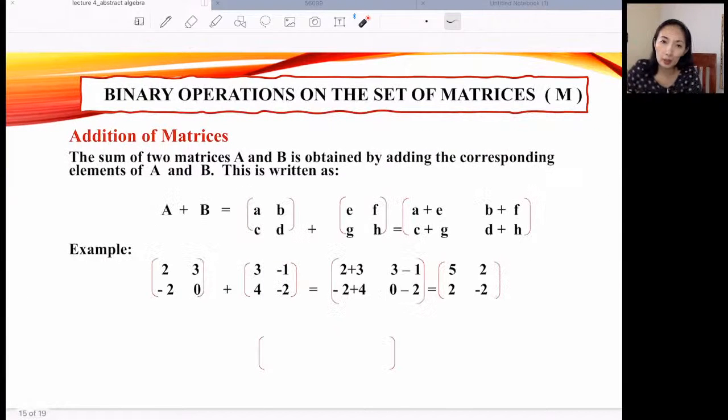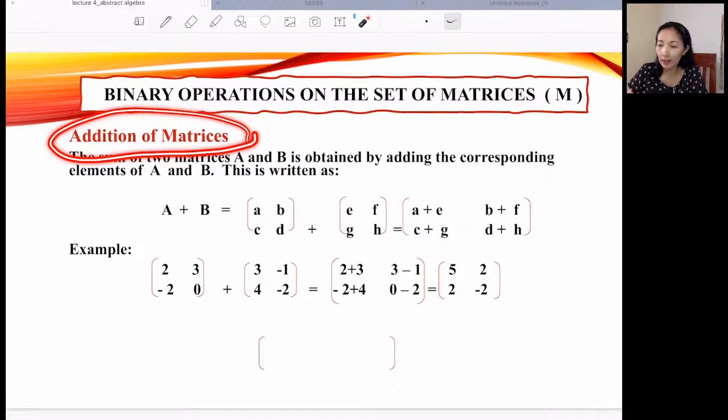Now, let's move on to the operations on the set of matrices. The first operation is addition. How do we add matrices? Can we add two matrices whose sizes are different, whose orders are different? No. The two matrices should have the same size or the same order.